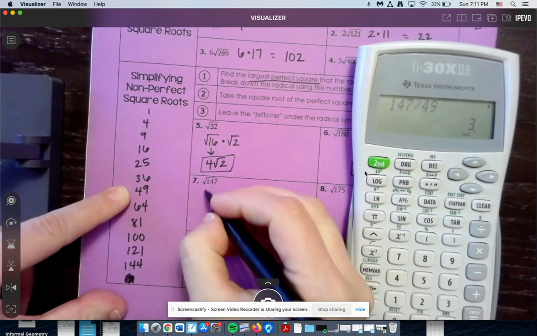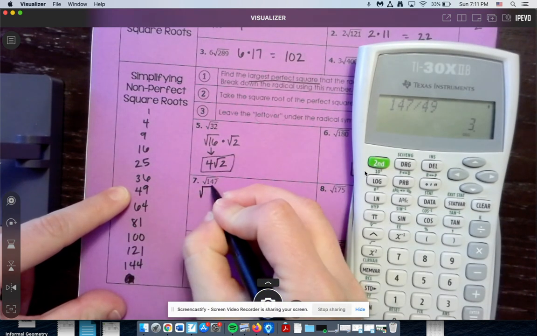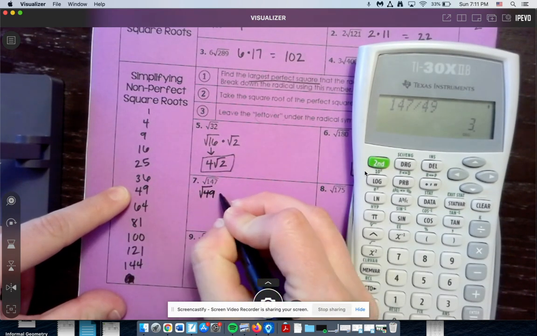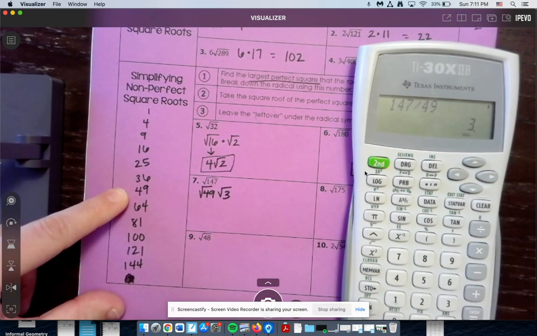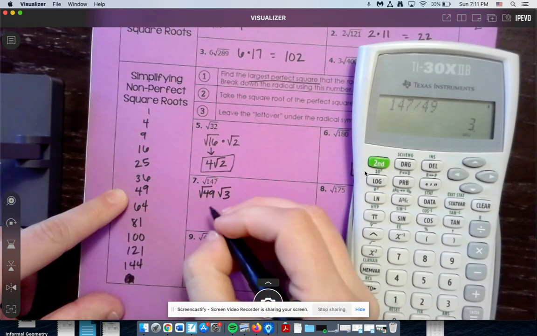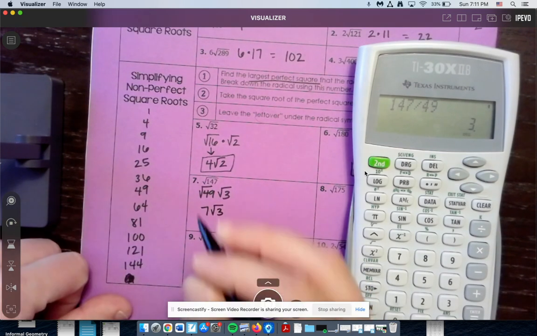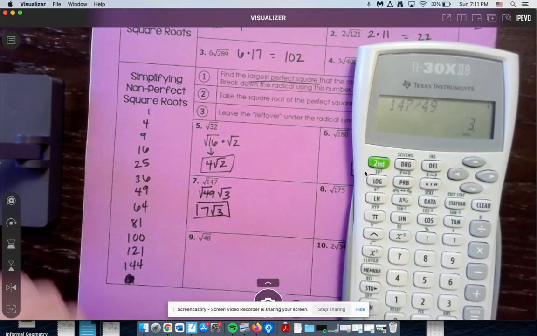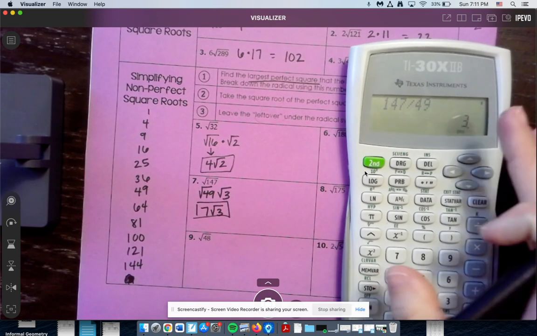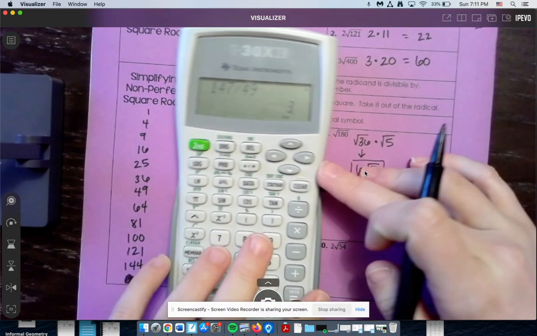All right. So again, we're going to rewrite it as the square root of 49 because that's our perfect square. And it went in there 3 times. So now we can take the square root of 49, which is 7 times root 3, because I can't break that down. Perfect.